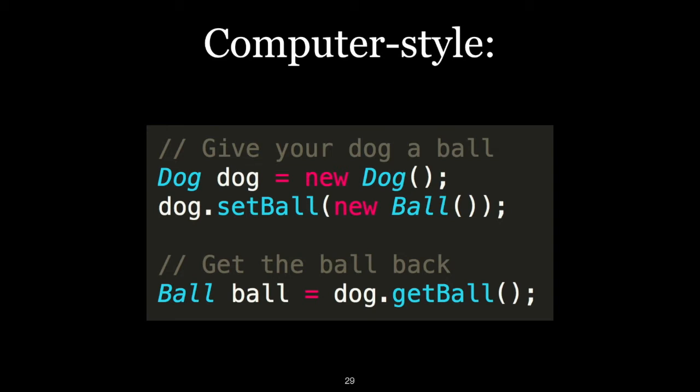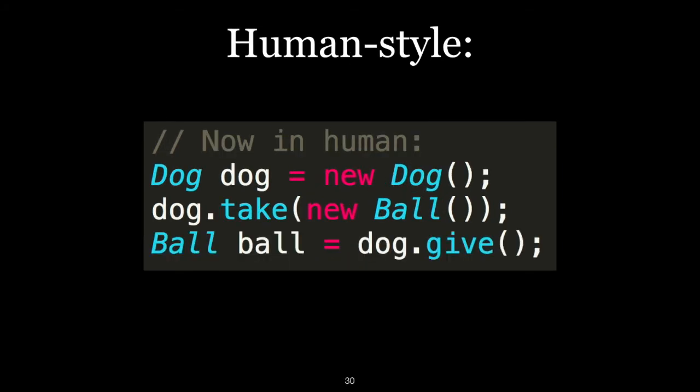This doesn't seem very natural to us, but we're so used to it. We learn this at school and we use this every day at work, so for us it's normal to think in this computer style. But I'll show you the same example, only in a more human style. So you have a dog, the dog can take a new ball, and the dog can give a ball. Now, if you look closely, there's no getter, no setter, no get, no set, nothing. But it's easier to understand.